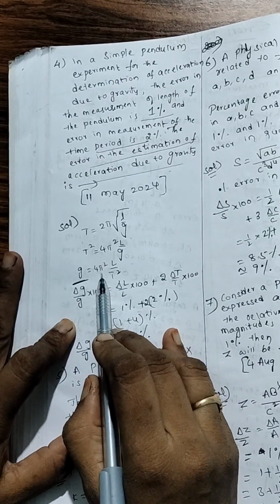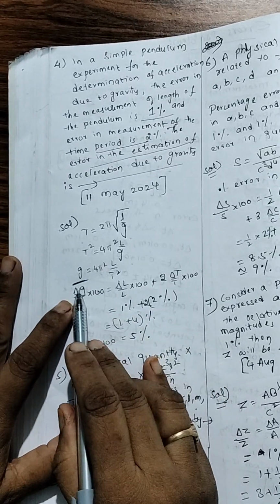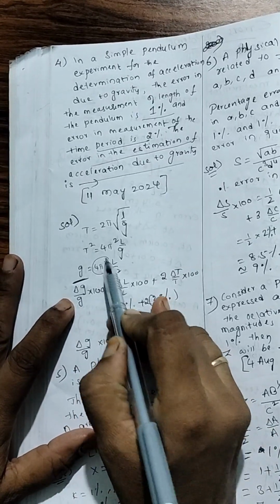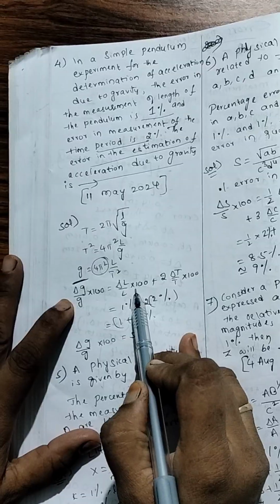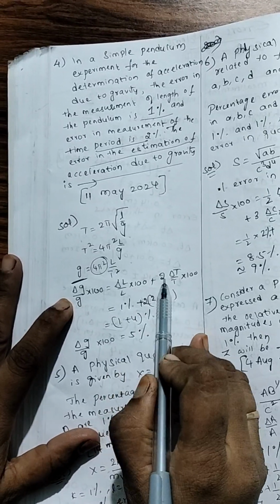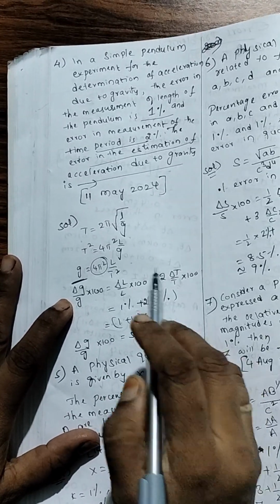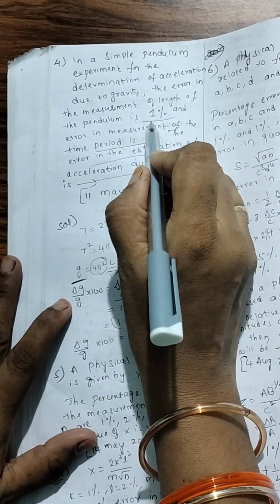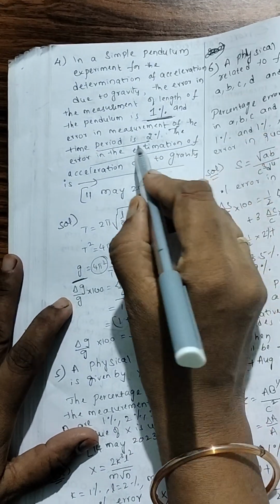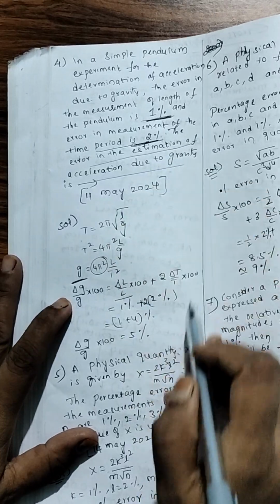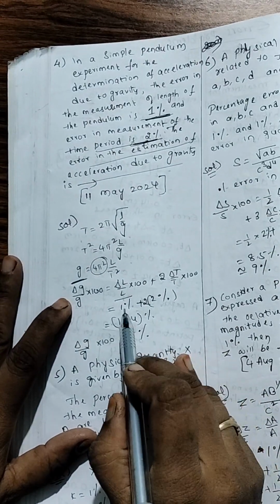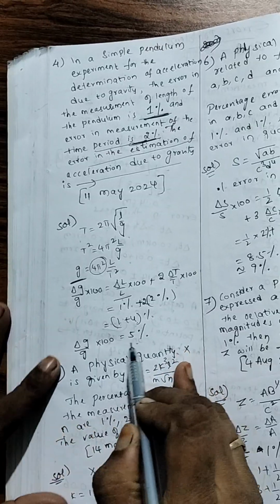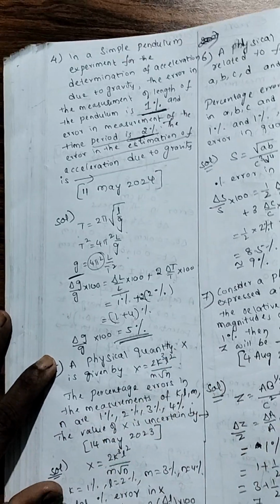Now using the error property, the formula is written as delta g by g into 100 is equal to, now this is constant, so delta L by L into 100 plus, T square is there, so 2 delta T by T into 100. So delta L by L, the error in measurement of length, 1% he said, error in measurement of time period 2% he said. So 1 plus 2 of 2%, 4. So 1 plus 4, 5% is the required answer.